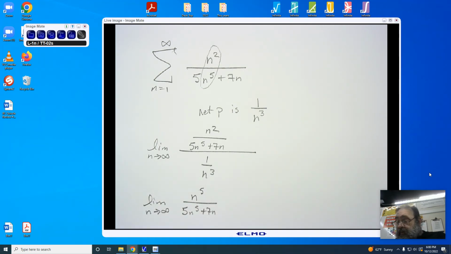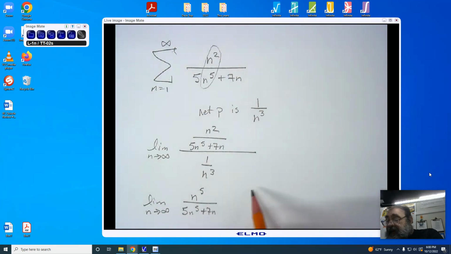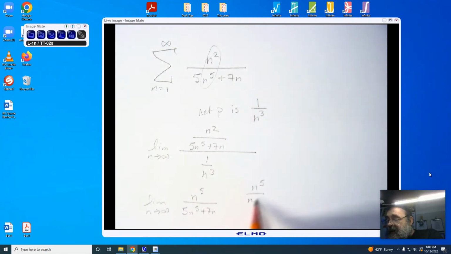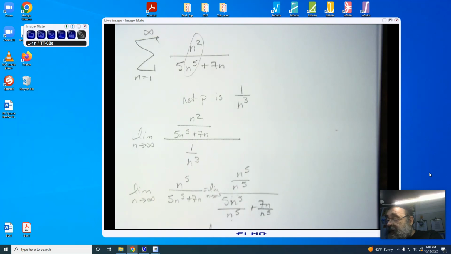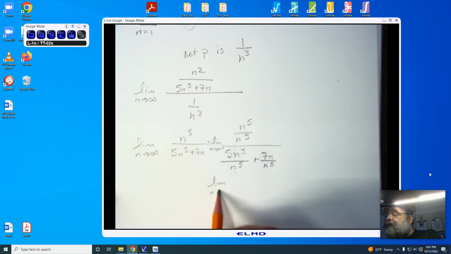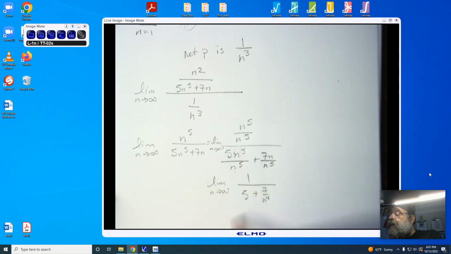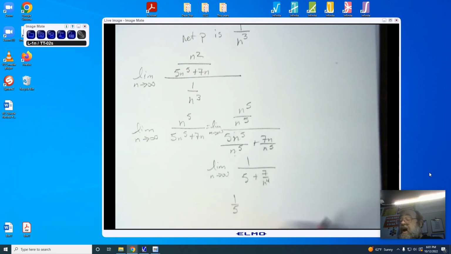Now, it's at this point I can use L'Hopital's rule. I'm going to have to use it 5 times. I can look at the ratio of leading coefficients, or I could even divide. For example, n to the 5th divided by n to the 5th, 5n to the 5th over n to the 5th plus 7n over n to the 5th. You might recall this from your first semester last year. Just make sure we put our limit statement in front, and we're going to clean it up. We end up getting the limit as n approaches infinity, and I have 1 over 5 plus 7 over n to the 4th. This goes to 0, and I'm left with 1/5, a positive finite value.